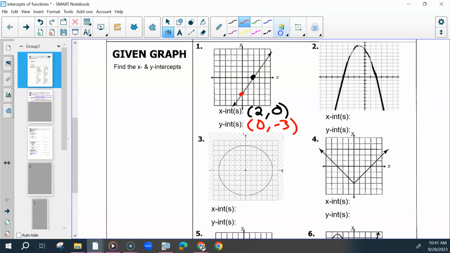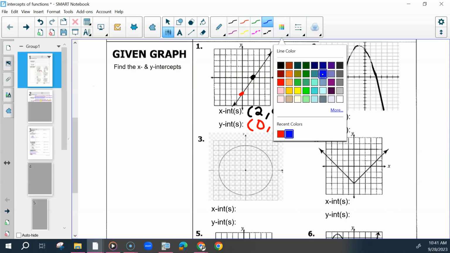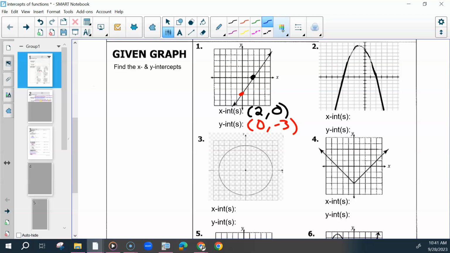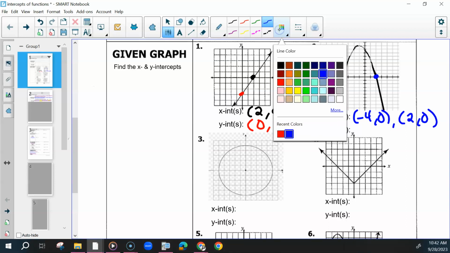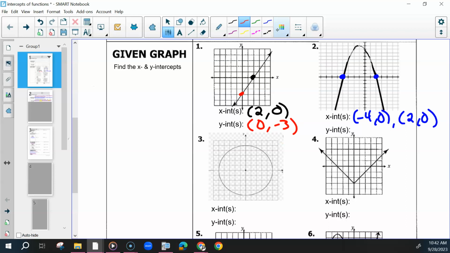Number 2. This one has 2 x-intercepts, across the x-axis twice. -4, 0. And then at 2. So we would list them both. We would not combine them into one ordered pair. And then where does this cross the y-axis? One of those. But they are each their own ordered pair.